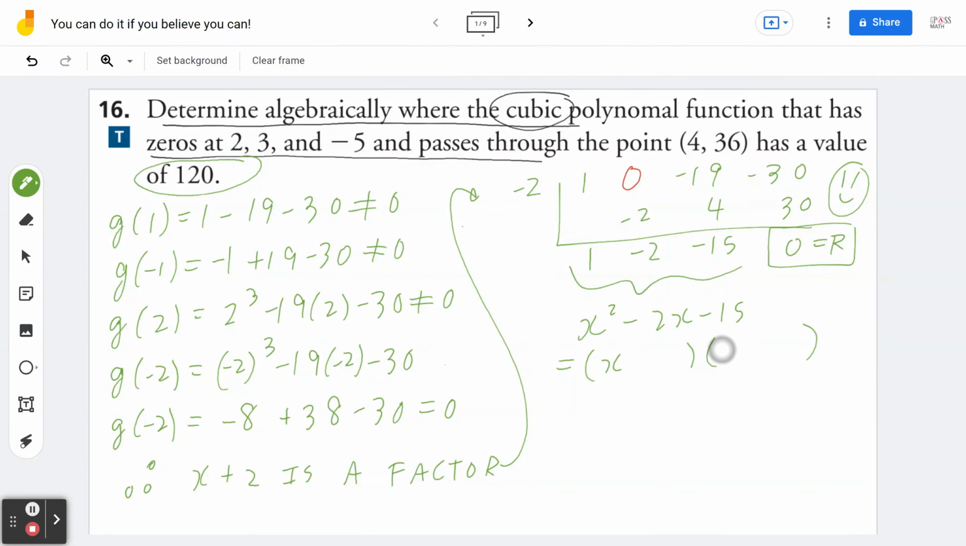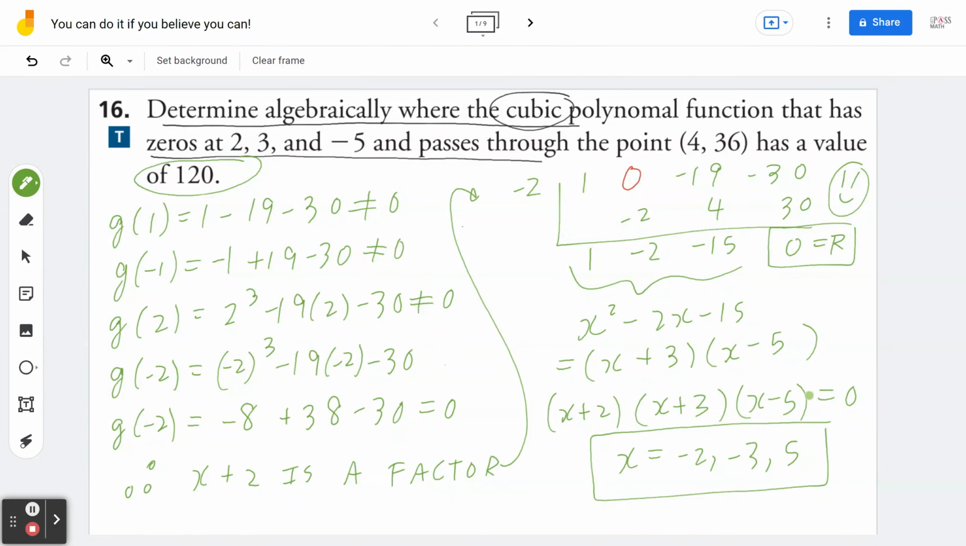So this is going to be x times x, which is x squared. 3 and 5 are the factors of 15. To make negative 2, we think about 3 minus 5. So this means the entire question becomes (x plus 2) times (x plus 3) times (x minus 5). When you solve for x, it's going to be negative 2, negative 3, and positive 5. So those are the three answers. Those are the x values that have a value of 120.